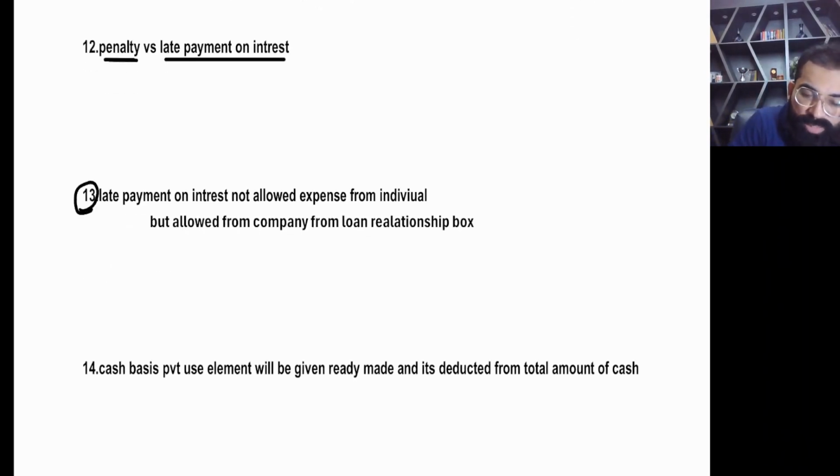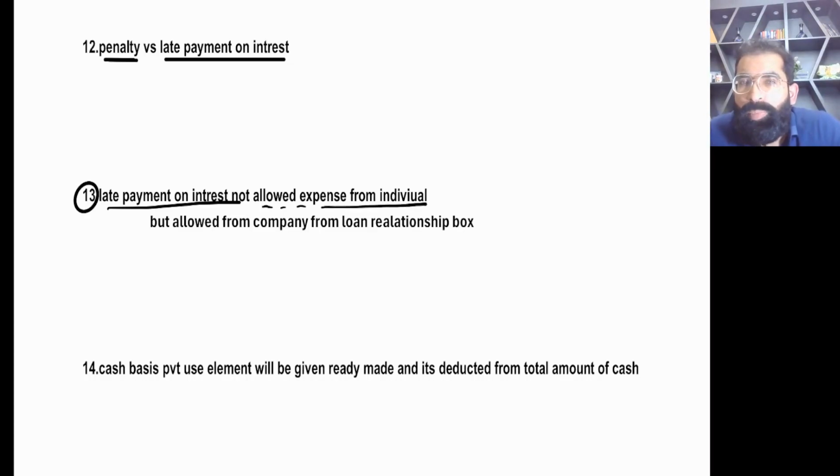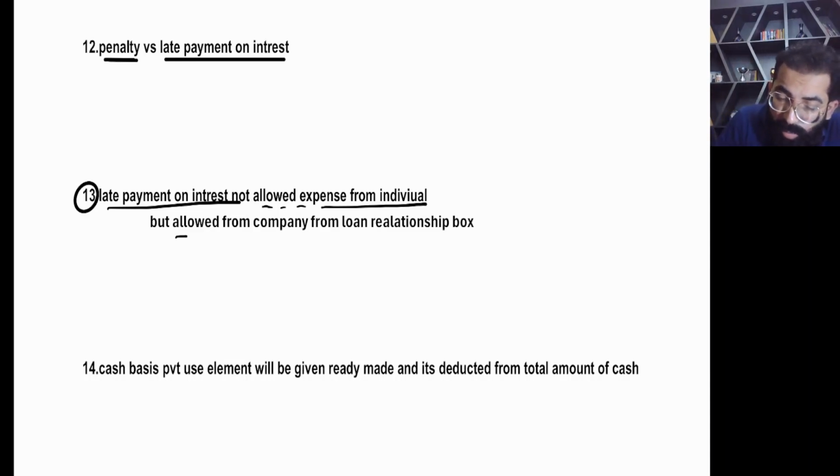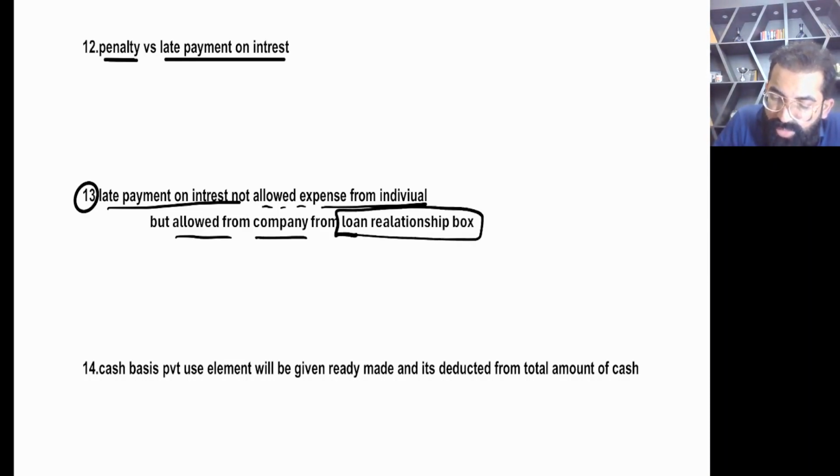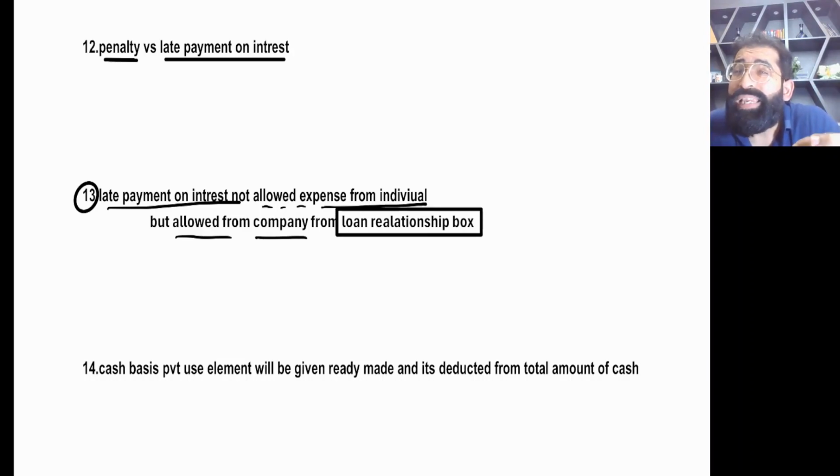Now one more thing. This is for individuals and companies. Late payment interest is not an allowed expense for individuals. If you paid your tax late, you will have to bear the late payment interest, and that is not an allowed expense from trading income PNL of individual. Be careful with this thing. But it is allowed from company's loan relationship box. If a company paid tax late or underpaid the tax, the tax department charges late payment interest, which is the same 6.5%. So that will go in the loan relationship box.